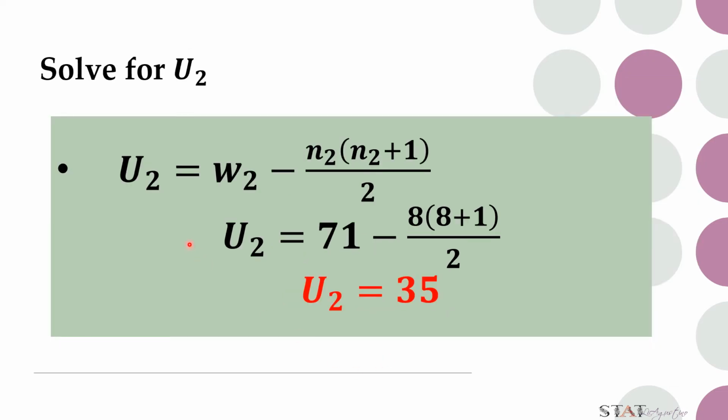And then U2 is equal to W2 minus N2, this is the sample size for group 2, let's say the group Y, times the sample size for group Y or group 2 plus 1, divided by 2. So W2 is equal to 71 minus 8 times 9 divided by 2. So our U2 is equal to 35. Again, our U2 is equal to 35.